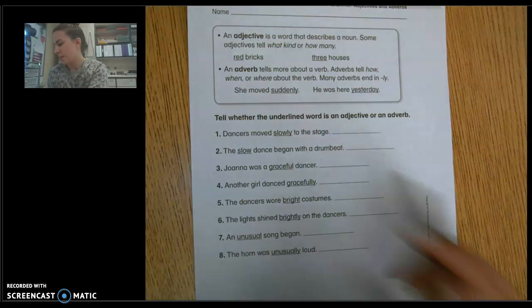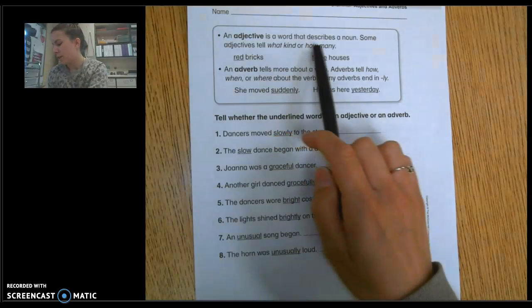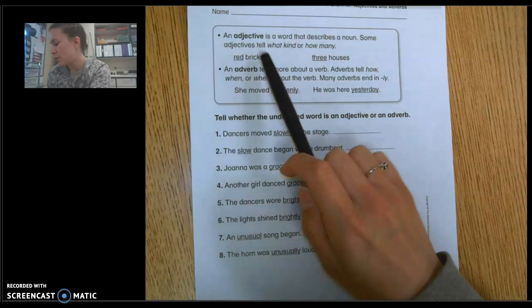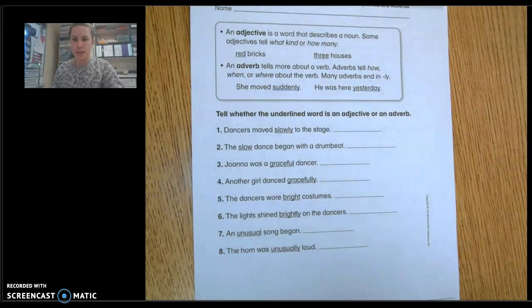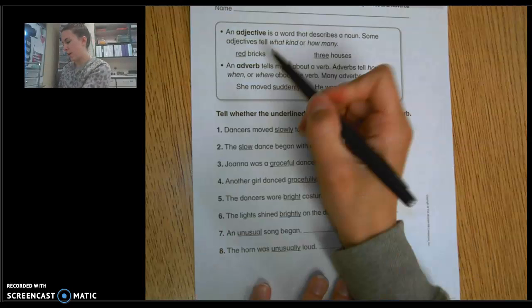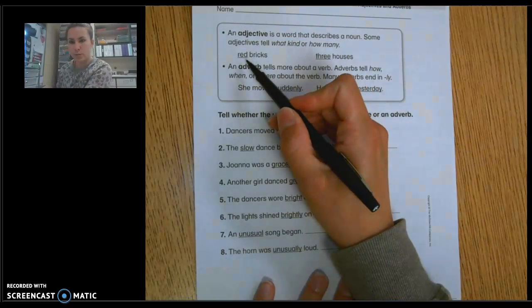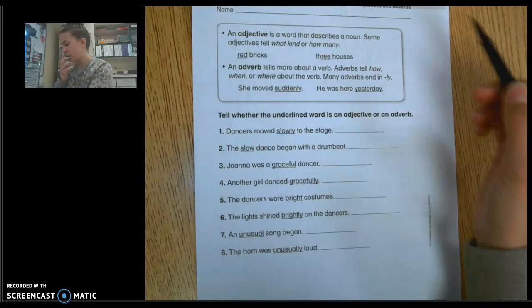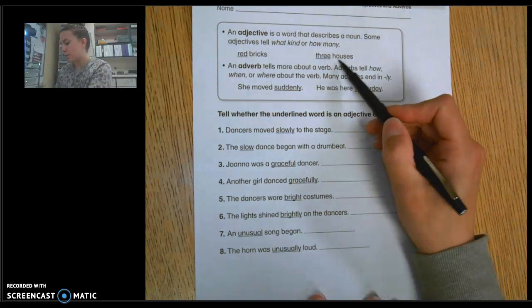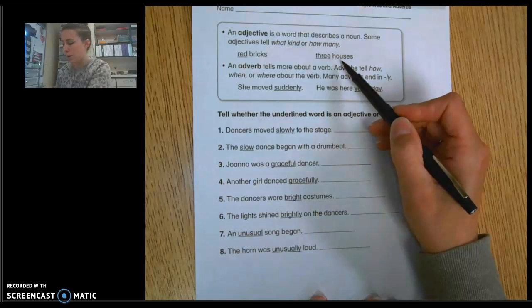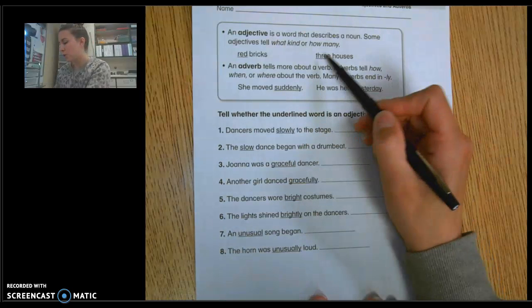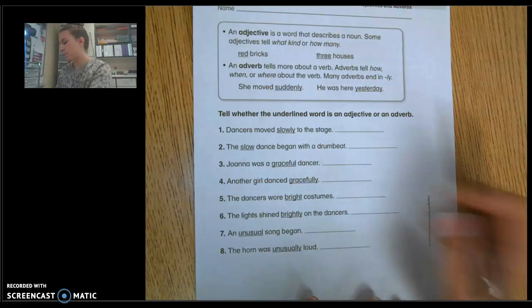Up top it says, an adjective is a word that describes a noun. Some adjectives tell what kind or how many. So this adjective describes a noun: we have our noun bricks and it says that those bricks are red. Red is our adjective. Over here we have houses as our noun, and our adjective is telling us how many houses there are. There are 3 houses. So 3 is our adjective.